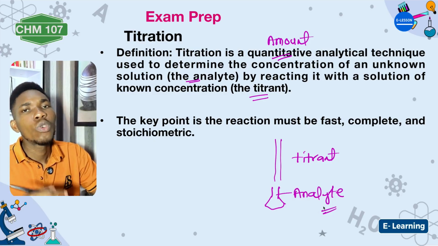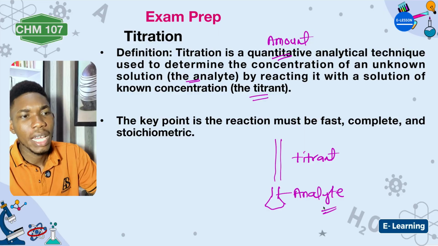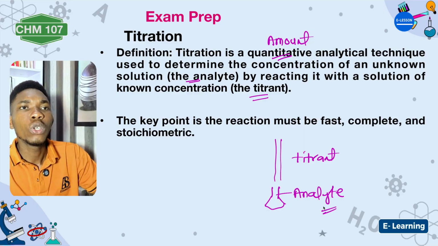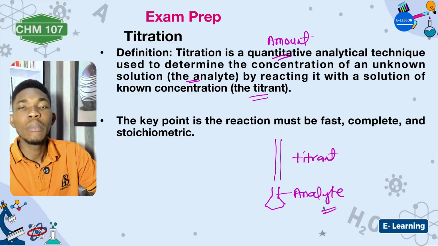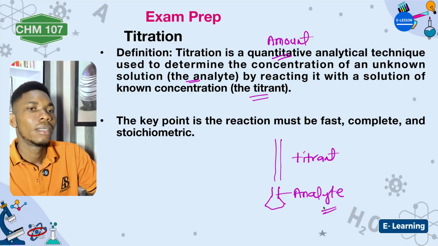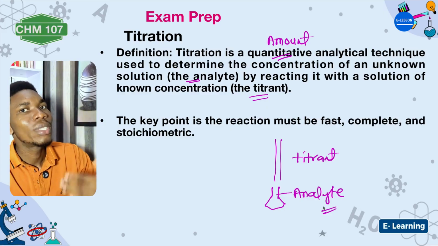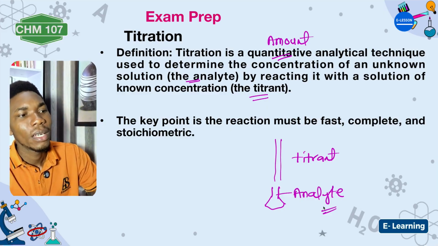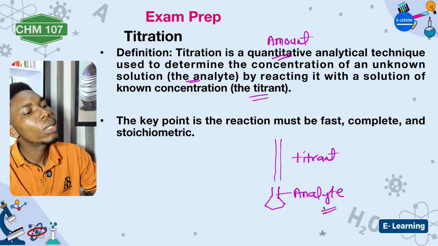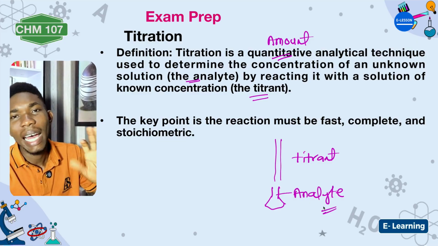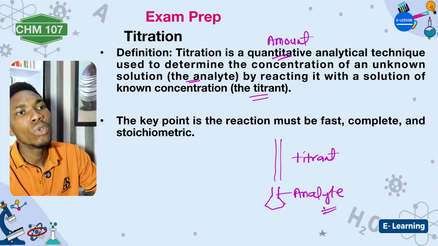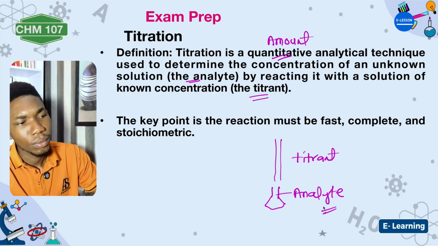Do you understand? So what is the general idea of titration? Titration is like you are using what you know to determine what you don't know. That is what titration is all about. You are using what you know to determine what you don't know. The one that you know is the what? Titrant. The one that you don't know is the what? Analyte. Using the known to determine the unknown.